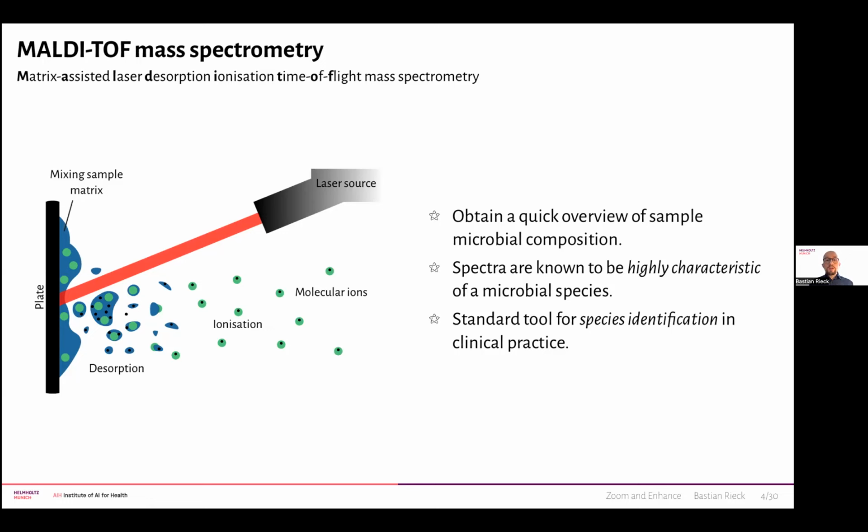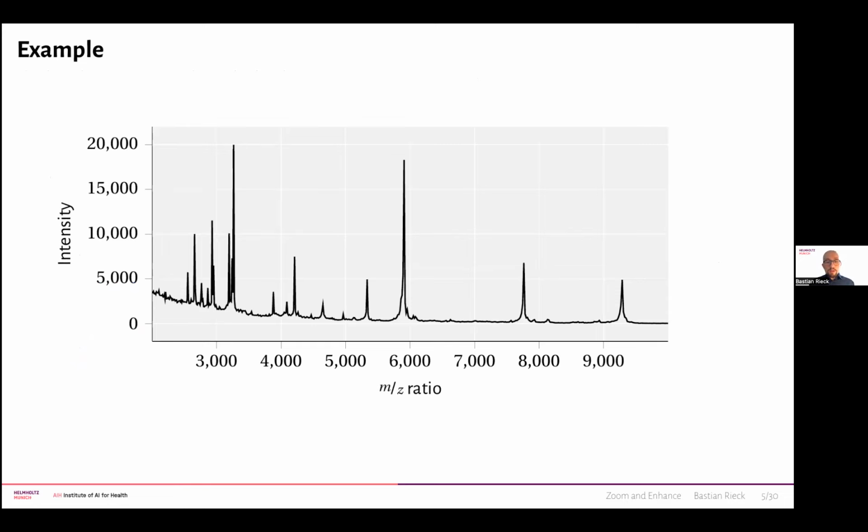Now, what you can do with this technology, so in my mind, I treat this as a black box because I don't have to use this, but what you gain from MALDI-TOF MS is you obtain a quick overview of the microbial composition of a sample. And interestingly, the spectra that you get out of there, we'll see an example in a minute, are known to be highly characteristic of a microbial species. And this has the effect of making MALDI-TOF MS a standard tool for the identification of microbial species in clinical practice. So this is what a spectrum looks like.